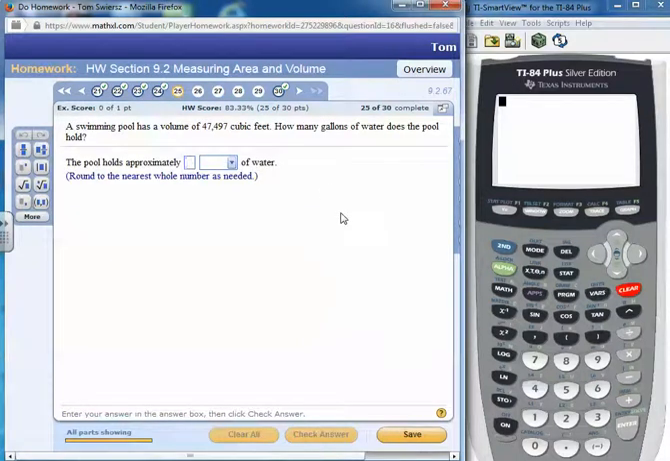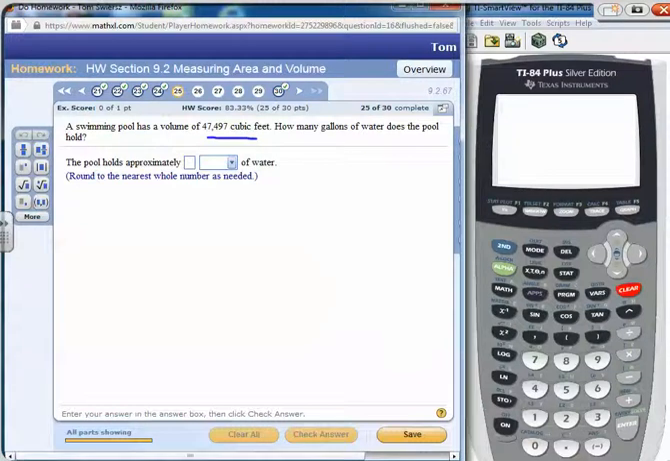A swimming pool, number 25. A swimming pool has a volume of 47,497 cubic feet. How many gallons of water does the pool hold?